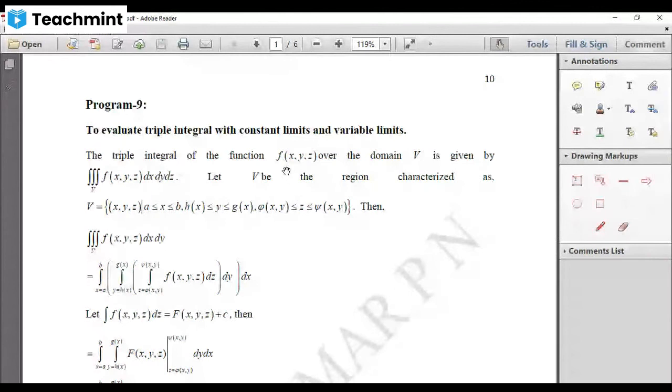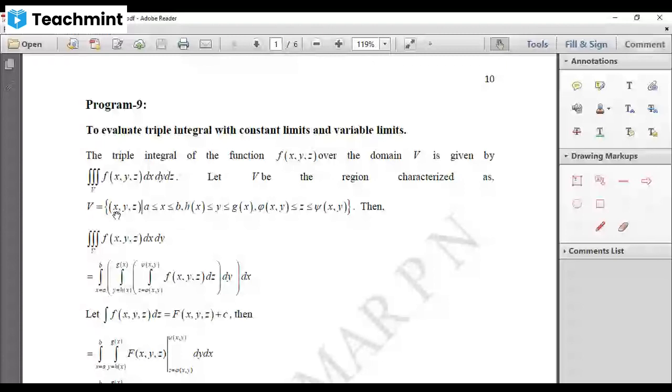defined over the domain V, where V is nothing but the collection of all the points, ordered triplets (x, y, z). That means in V, we are collecting the points which are in space. Then the triple integral of f(x, y, z) over V with respect to dx dy dz is called the triple integral of the function f(x, y, z) over the domain V. And V is the region which is a collection of all ordered triplets (x, y, z).